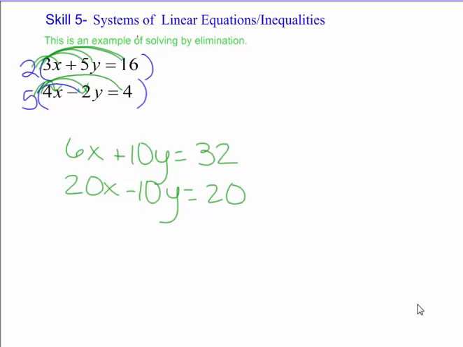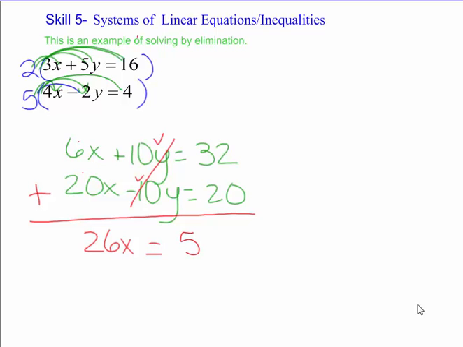Now, if we were to add these together right now, we want something to eliminate or go away. So I have the 6x plus the 20x, that's 26x. That doesn't eliminate. But when I take my 10y plus negative 10y, bye-bye, they go away. They eliminate. And now I have my 32 plus my 20, which is 52. So what happens is one of the variables goes away and leaves this nice simple equation to solve.